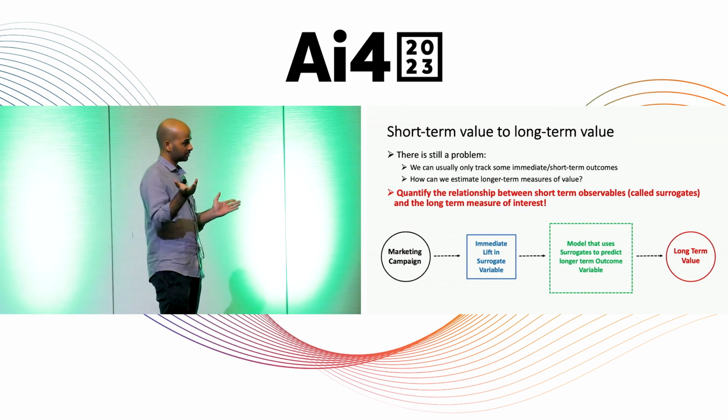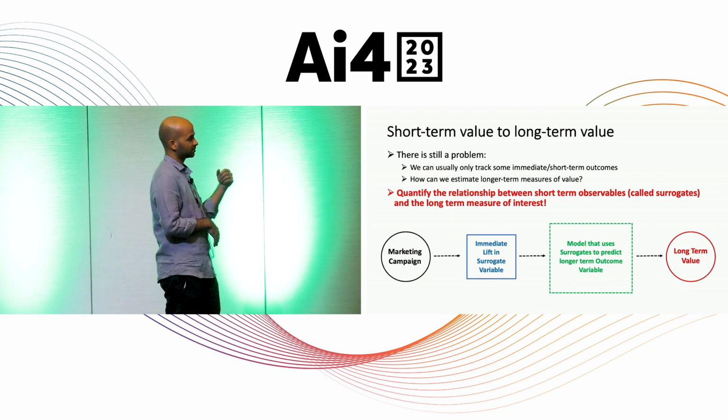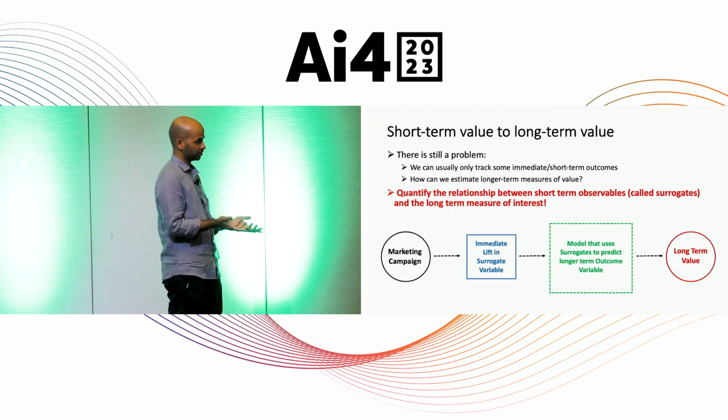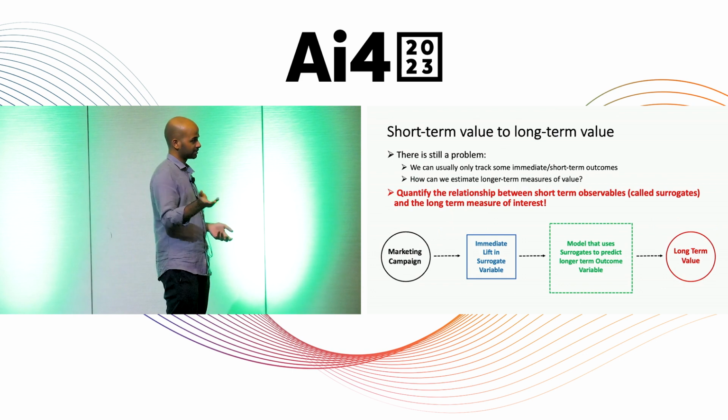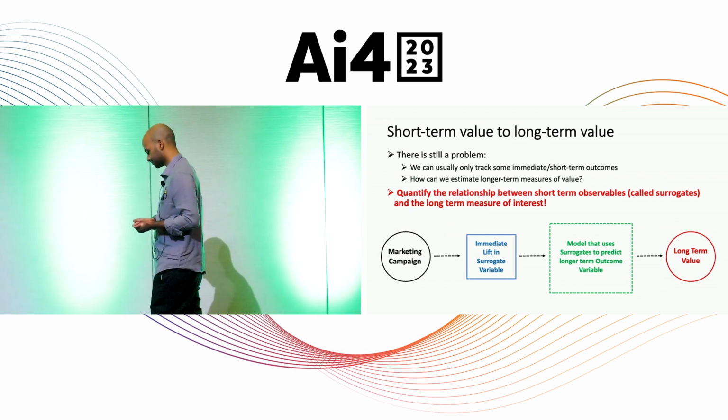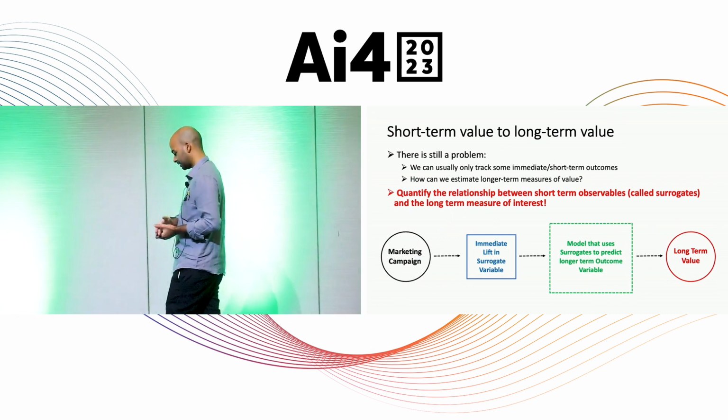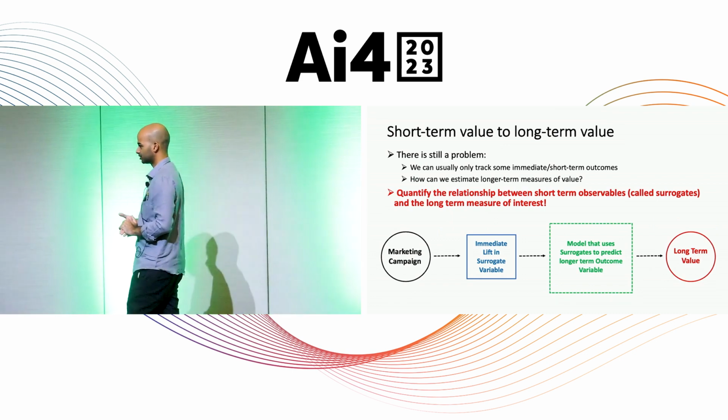And if you can do this effectively, then all you need to do is observe the immediate lift. You have your campaign that causes some kind of lift in the surrogate variable that you are observing. And your model will now tell you, okay, if I see a lift of 5% in click rate or something of that kind, that in expectation will translate to $100 additional expenditure by that particular customer. And so now again, if you aggregate across all your customers, you have your value.